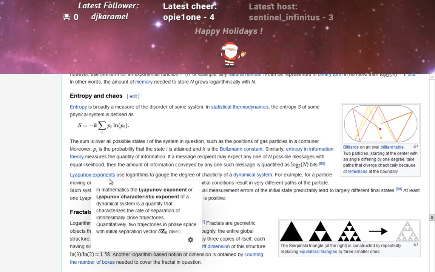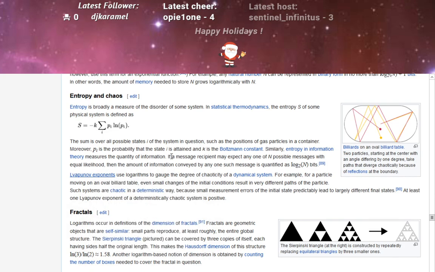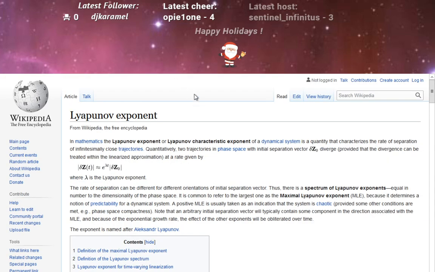Lyapunov exponent is this number here. Use logarithms to gauge the degree of chaoticity of a dynamical system. For example, a particle moving on an oval billiard table. Even small changes of the initial conditions result in very different paths. So, what is the Lyapunov exponent?